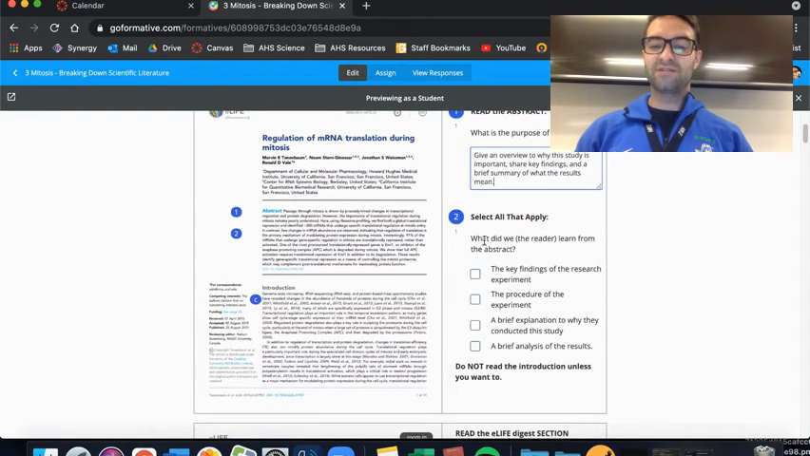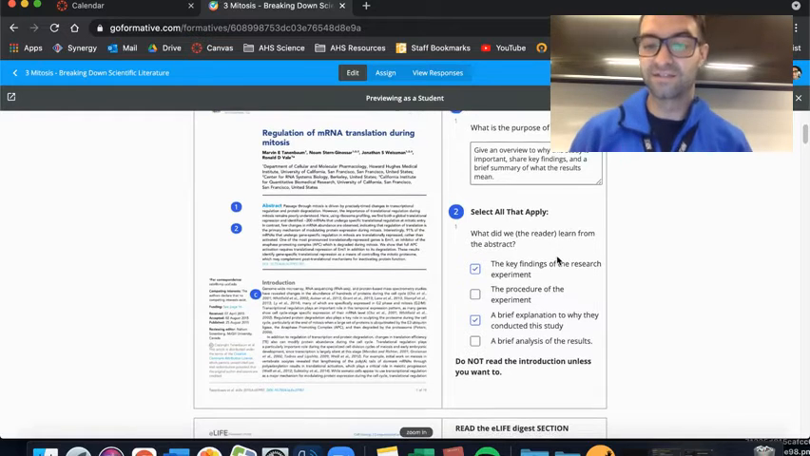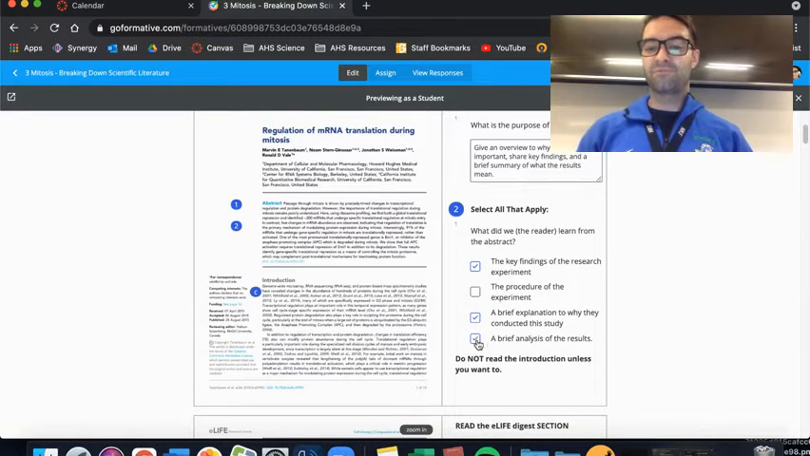So now select all that apply. What did the reader learn from the abstract? And we kind of said it here: the key findings of the research experiment, a brief explanation of why they conducted the study, and a brief analysis of the results. That is the goal of an abstract. So really, if we can remember anything, the abstract is really going to be a great spot to start to where you want to read.